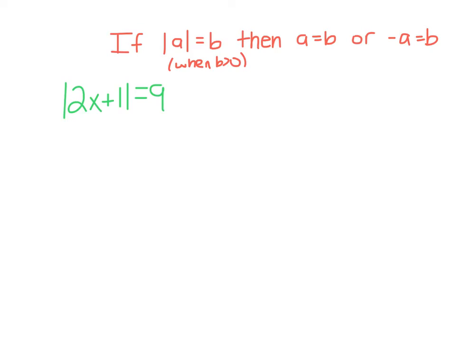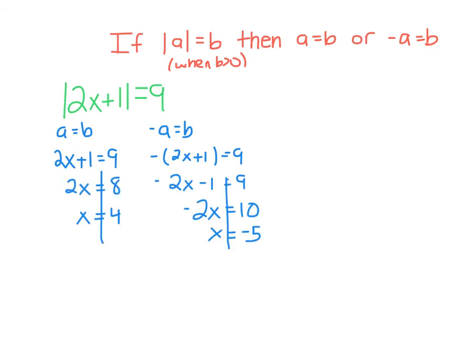To solve an equation like we saw before, we need to set up two cases. We need the case a equals b and the case negative a equals b. What I mean by a equals b is whatever is inside of the absolute value stays as is, and negative a equals b means that you're distributing a negative to the whole expression inside of the absolute value, and then solving. When I solve these two equations, I get the solution x equals 4 and x equals negative 5.